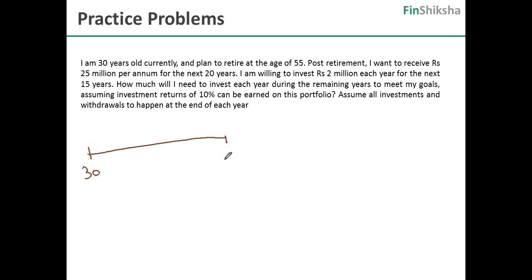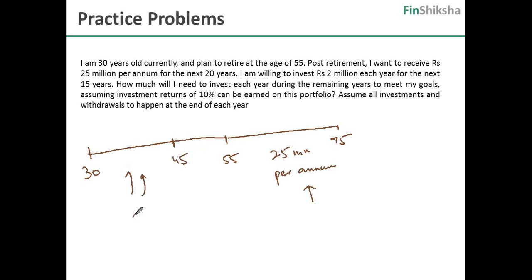I want to retire at the age of 55, and post-retirement from 55 to 75, I want 25 million per annum. Just using hypothetical numbers, I'm sure this is far more than what anyone would need, but 25 million per annum for the next 20 years. I am willing to invest 2 million each from now till the next 15 years. So till the age of 45, I am willing to invest 2 million each.